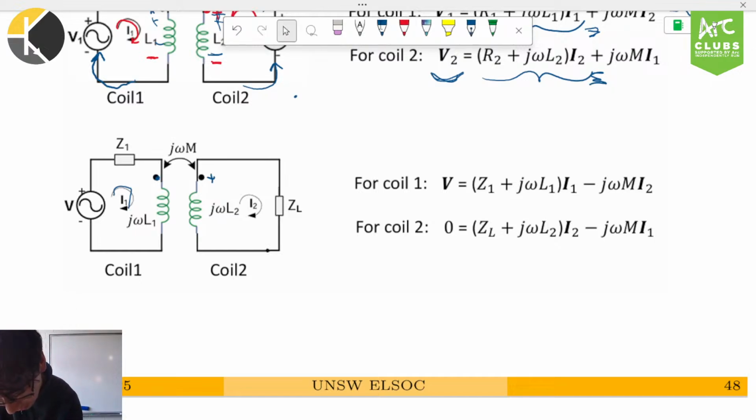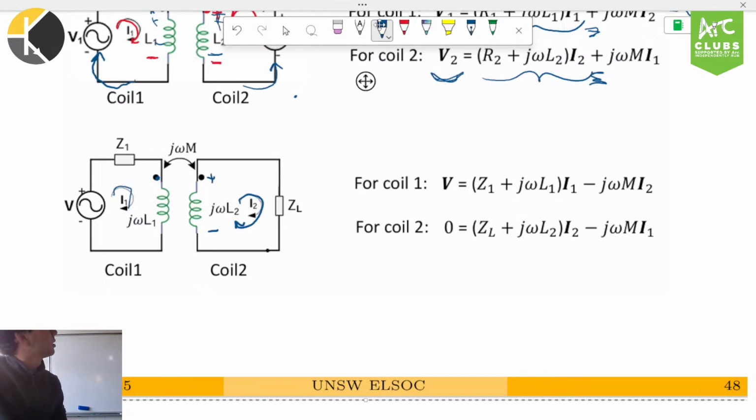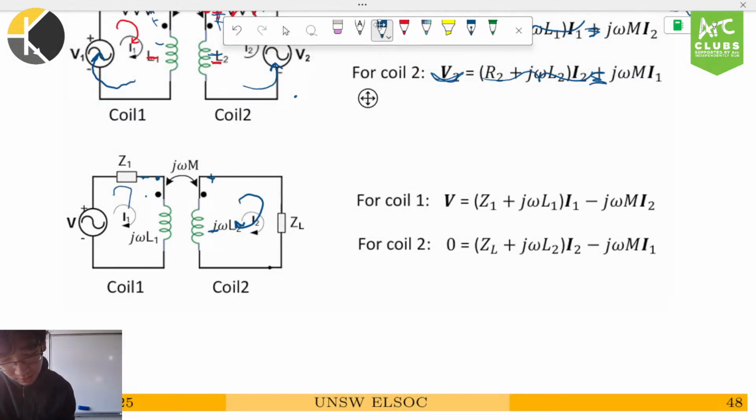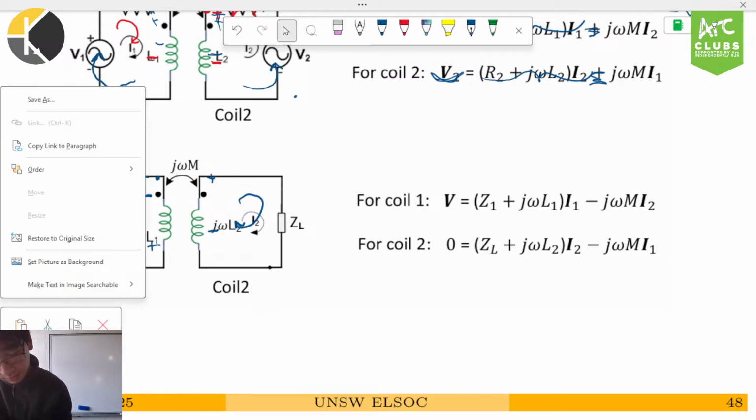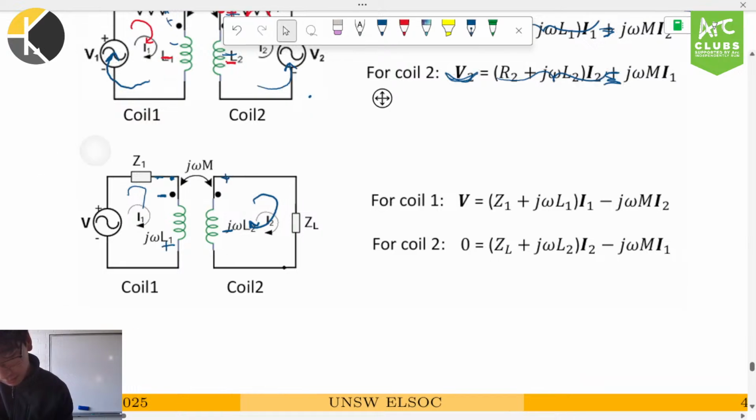In the case where it's opposite, we would have current flowing into the non-dotted terminal here. So we have a positive here and a negative here. Current flows into the negative terminal. So when it flows into the non-dotted terminal, that means that on the other side, this dot is going to be our negative, and this will be our plus.